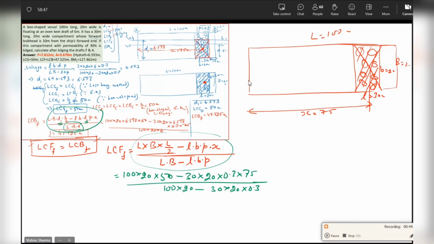So whatever is the condition for KB being D1 by 2, the same is the condition for LCB and LCF to be equal, because the volume comprises of area. I'll not give you the reason behind it, but just for you to quickly act. In this case, look at the side elevation diagram.